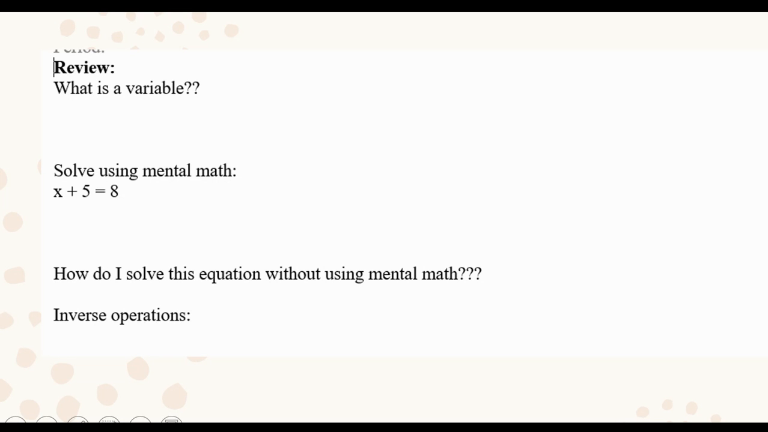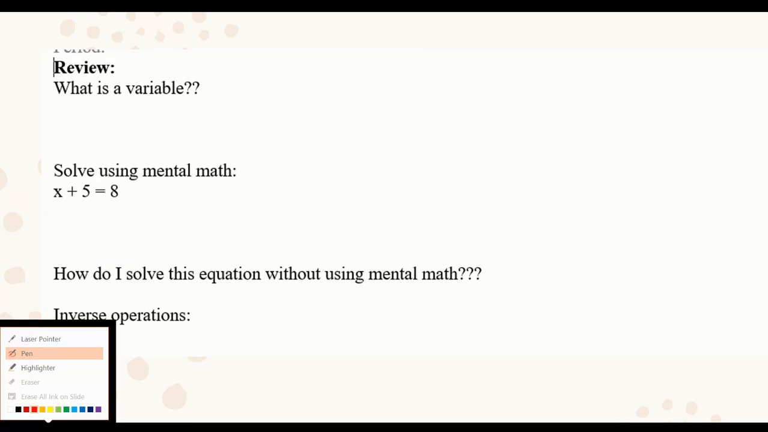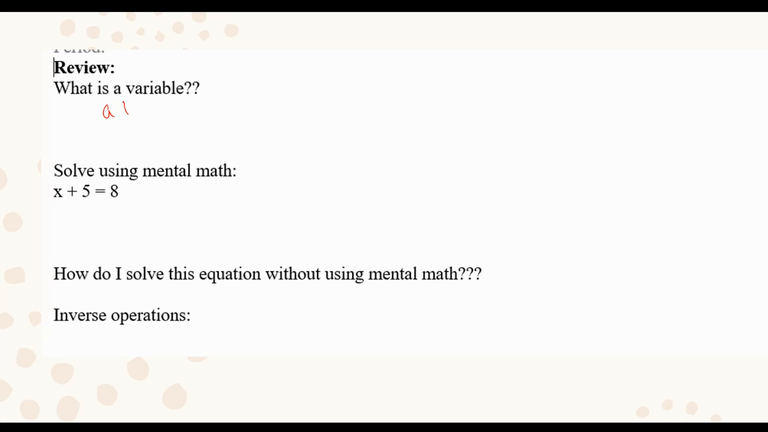So first thing here is, what is a variable? A variable is a letter that represents a number. In algebra, we are going to be dealing with variables. Usually we use x. So if you look here at the first problem, you have x plus 5 equals 8. If we want to use mental math here, understand you guys have been doing equations since elementary school.